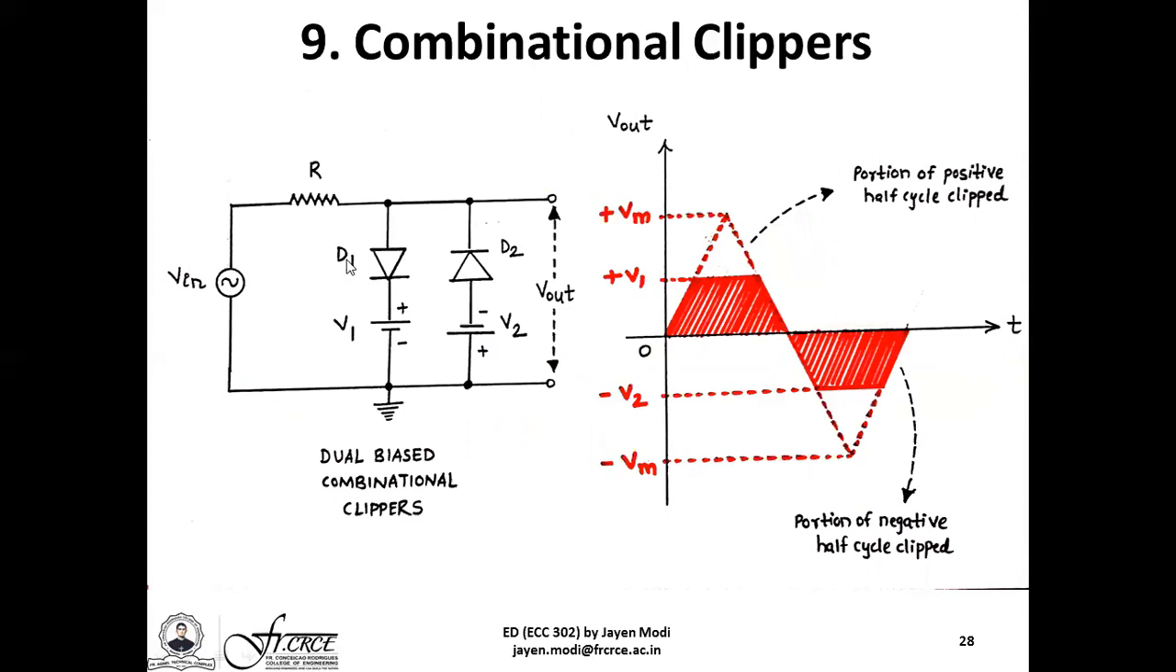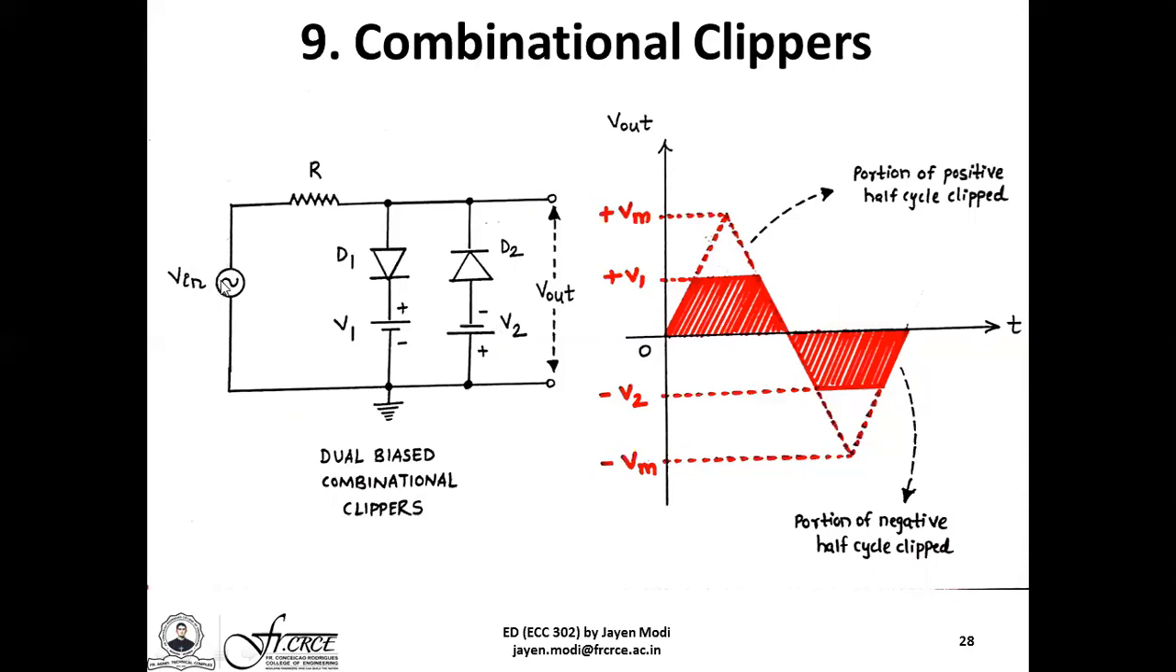Here you have diode D1, a voltage level V1, diode D2, and a battery voltage V2. V1 and V2 can be the same, or they can be totally different. But yes, both of them need to be independent DC reference voltages. You have V1 connected to D1 and V2 connected to D2. Both of them keep D1 and D2 perennially in the reverse bias condition.